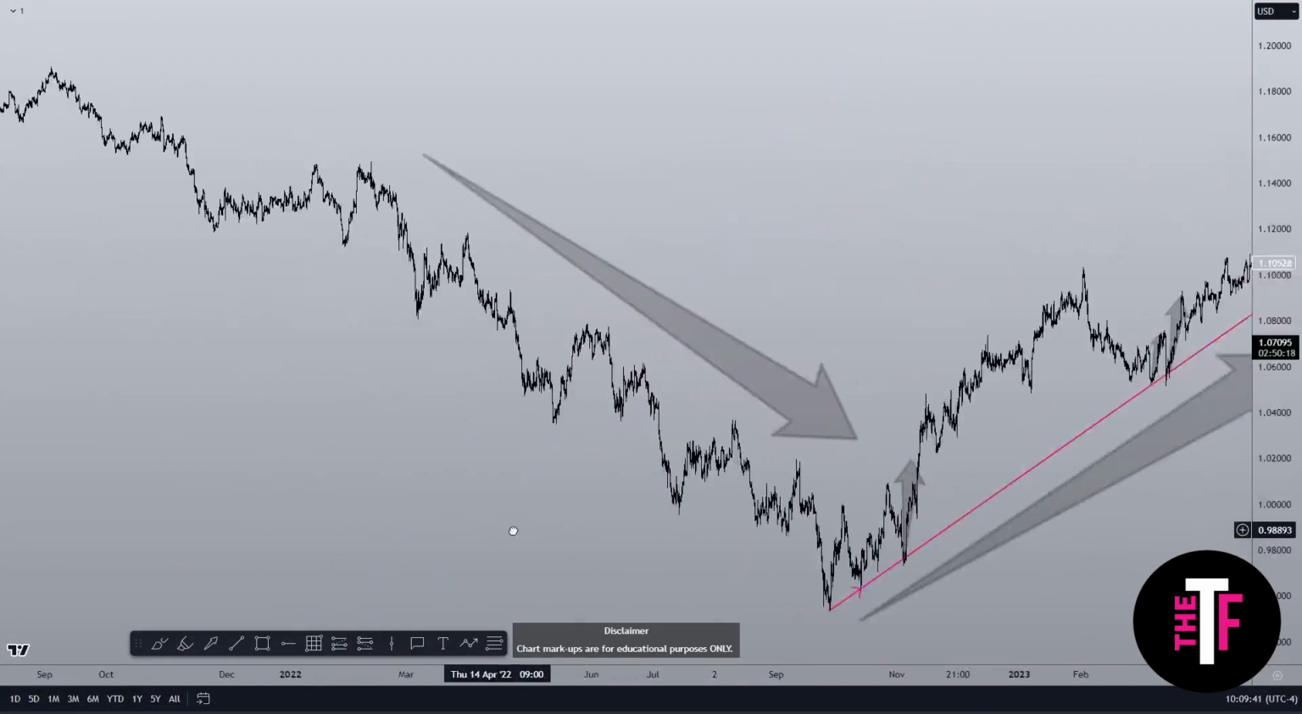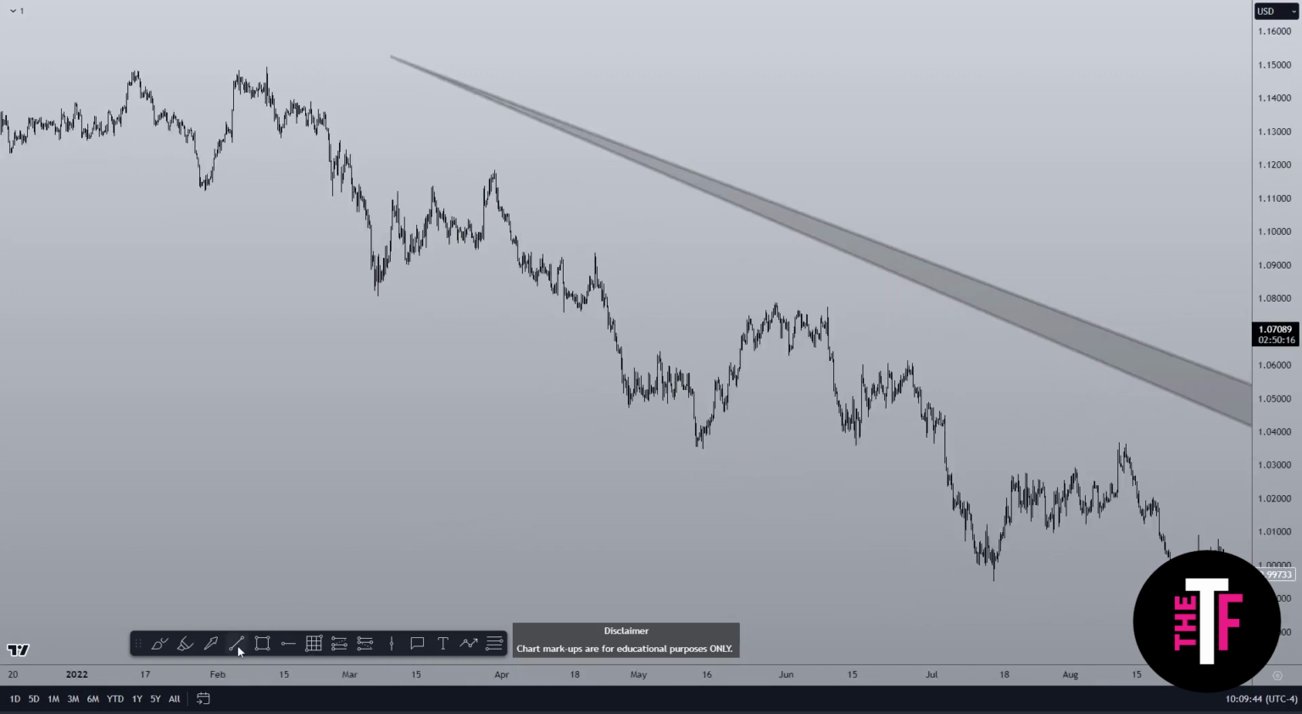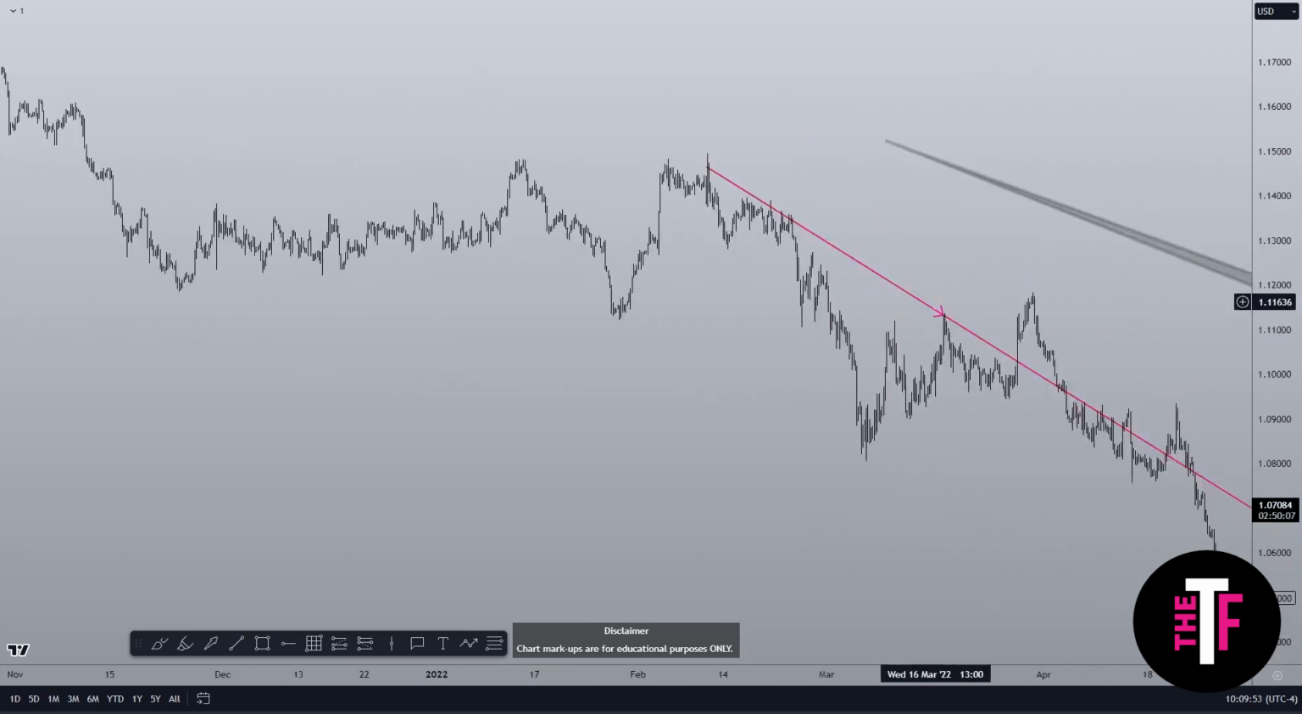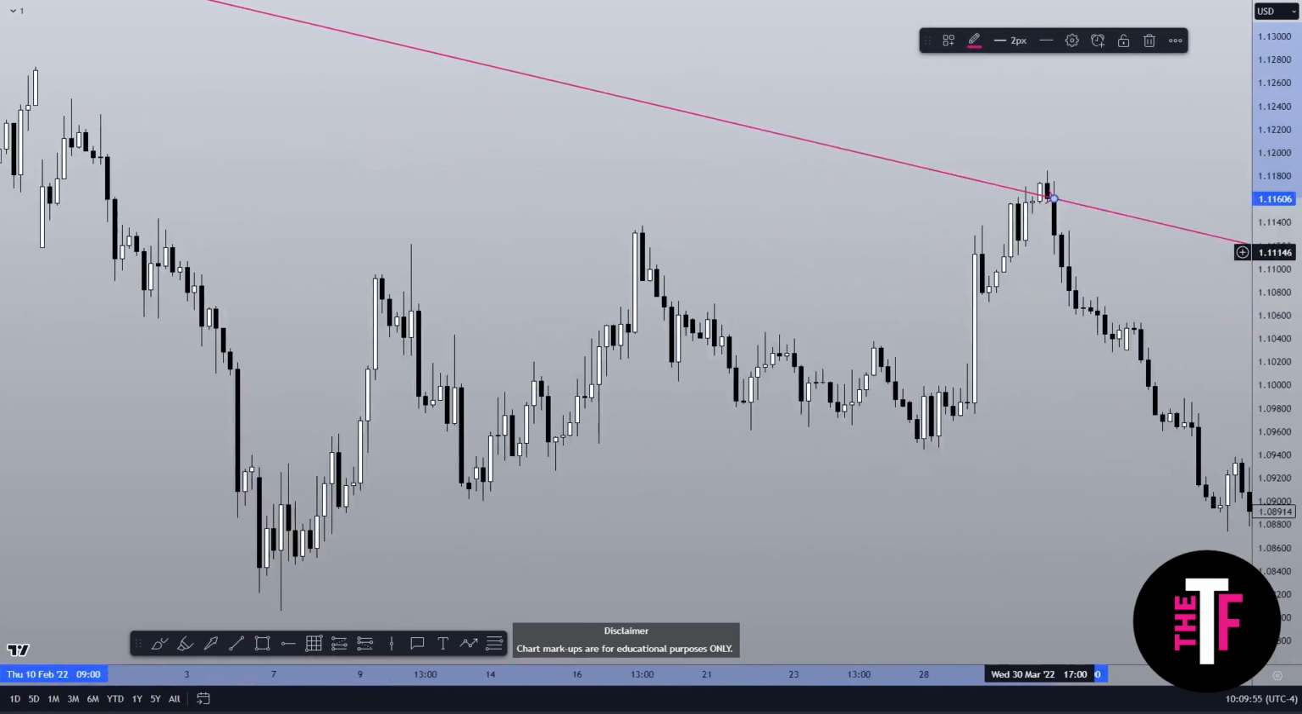In this example of a downtrend, notice how it's the lower highs that I've connected. This time I'm starting the trend line at the highest body closure, and I'm dragging my next point to the next body closure. Notice how price respects the trend line.